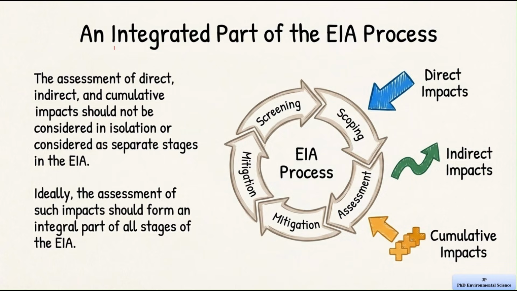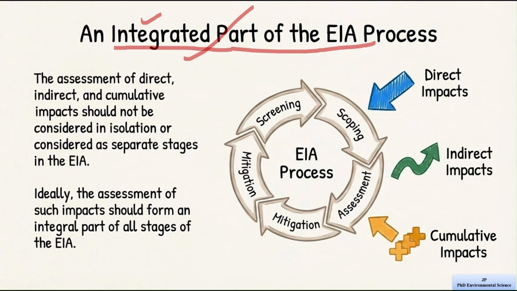Integrated part of the EIA process. This is a very important principle in EIA. The key message is direct impacts, indirect impacts, cumulative impacts should not be studied separately. They must be studied together and continuously during the entire EIA process. What does integrated mean? Integrated means not isolated, not treated as separate steps, considered at every stage. So impact assessment is not a one-time activity, it is a continuous process.